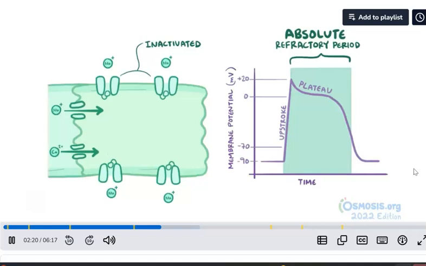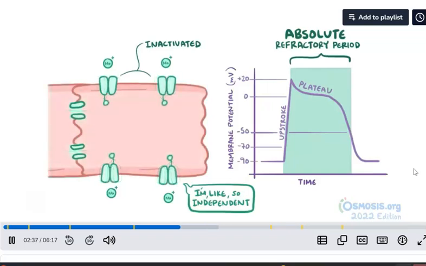Now, there are a ton of sodium channels on each myocyte, and each sodium channel operates independently, but overall most of them stay inactivated after the upstroke, through the plateau phase, and until the cell is repolarized to about negative 50 millivolts, at which point some channels start to recover, and this is the point when the cell would respond to a stimulus.